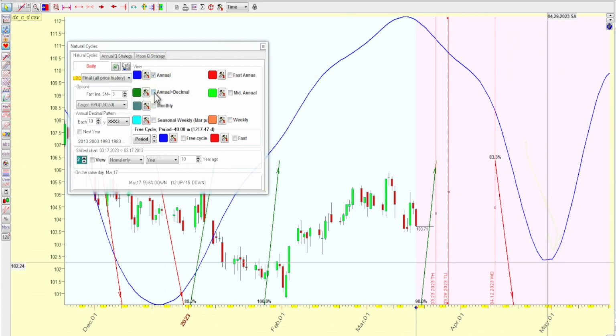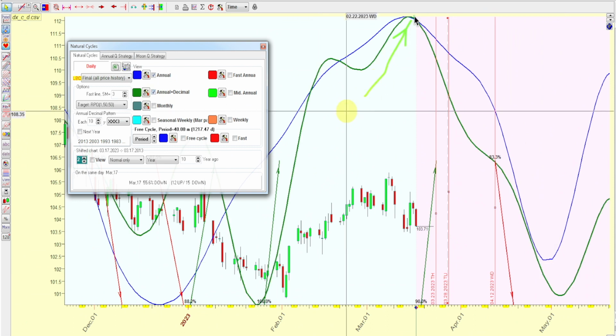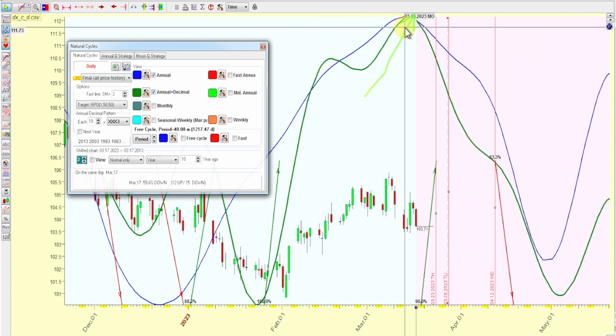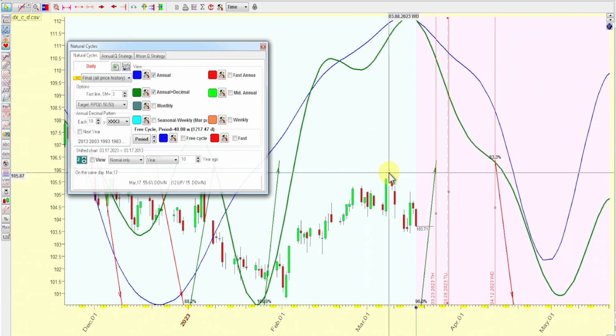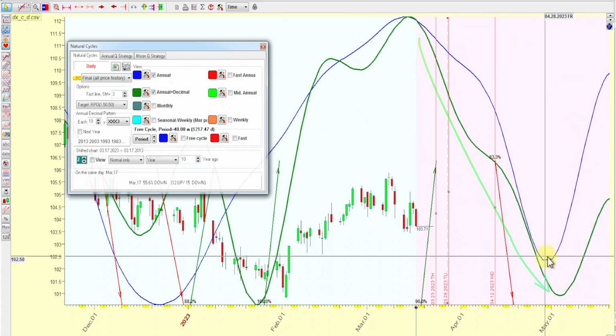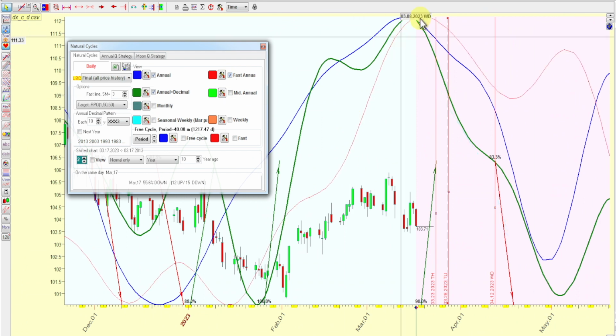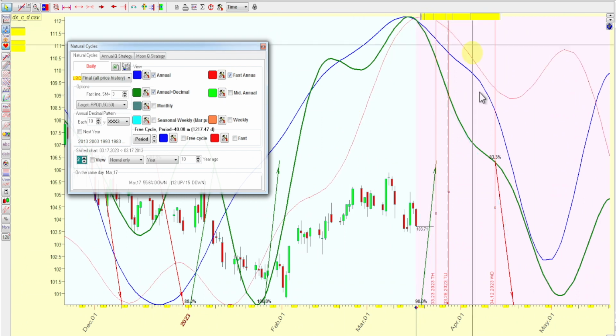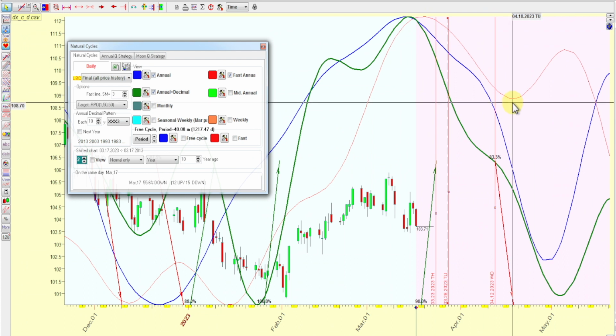We put the annual in decimal. You see that it gets toppy somewhere around here, around March the 13th. We put a peak around here on the 8th, and then it goes down towards like the first week of May. We already know that April is kind of weak, so it could be a lot of lower highs and lower lows in April. This is a fast annual. It's like a 3-year average, and it kind of shows where maybe it could probably bottom out around the 18th.